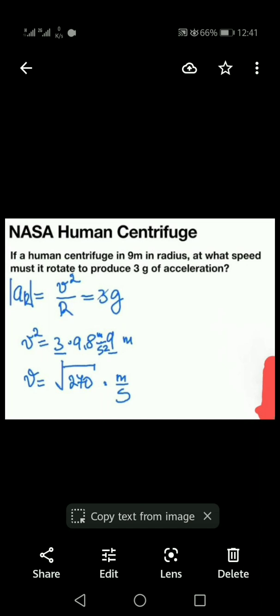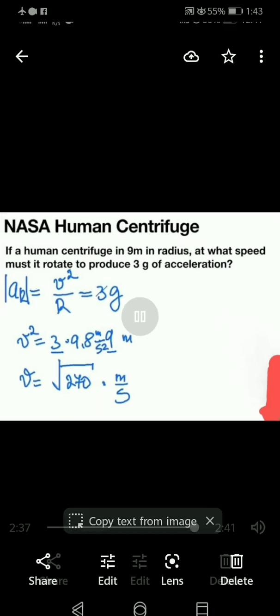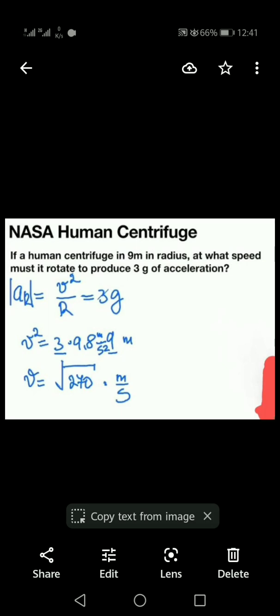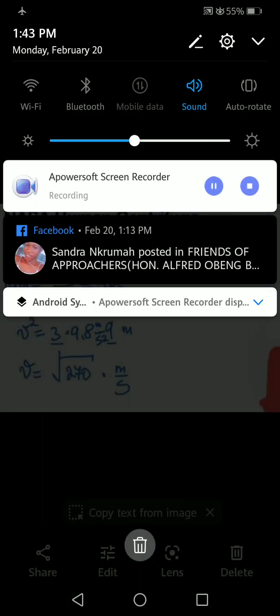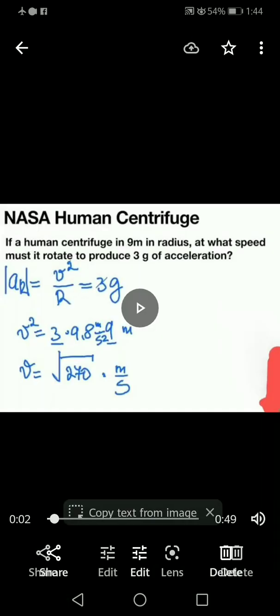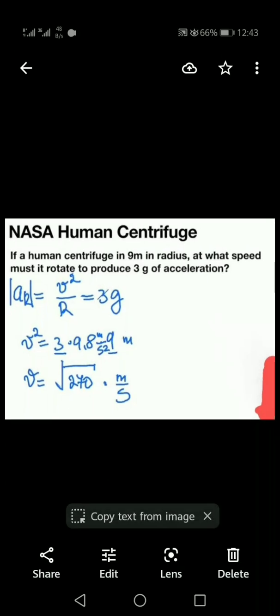So to omit the square, you have to take the square root of both sides, and we are going to get v is equal to the square root of 270 meters squared per second squared.